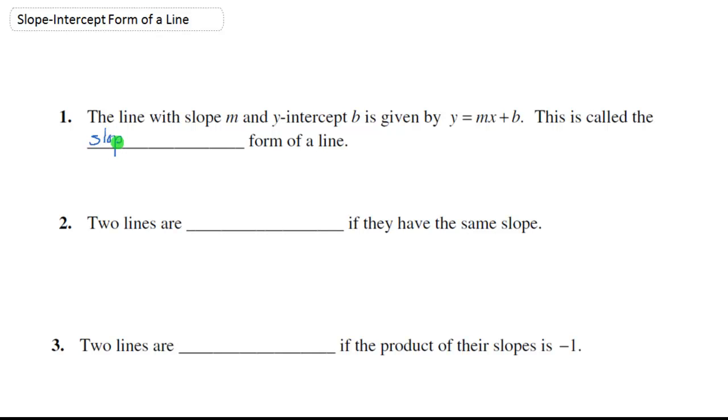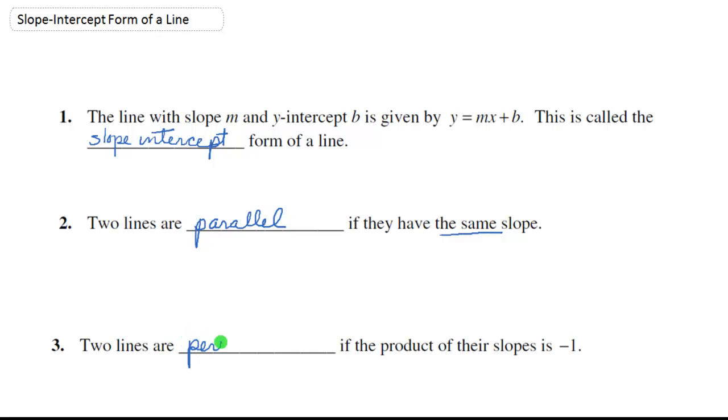So here we've got some fill in the blanks that you might want to put into your notes. So y equals mx plus b is called the slope-intercept form of a line. Two lines are parallel if they have the same slope. So parallel lines have equal slopes, and we're going to be using that information to work some problems later on.